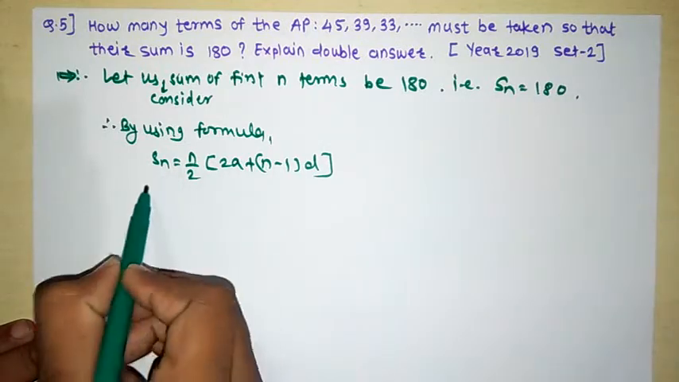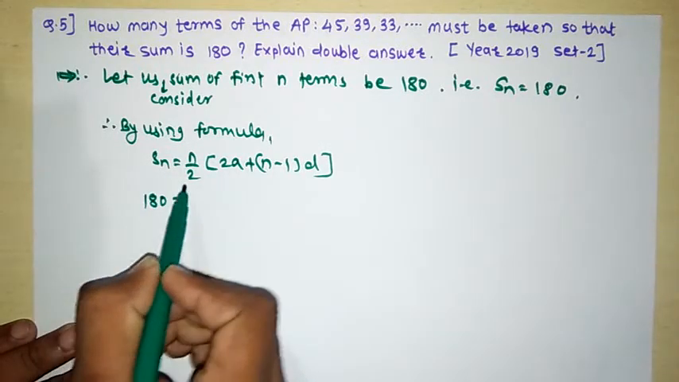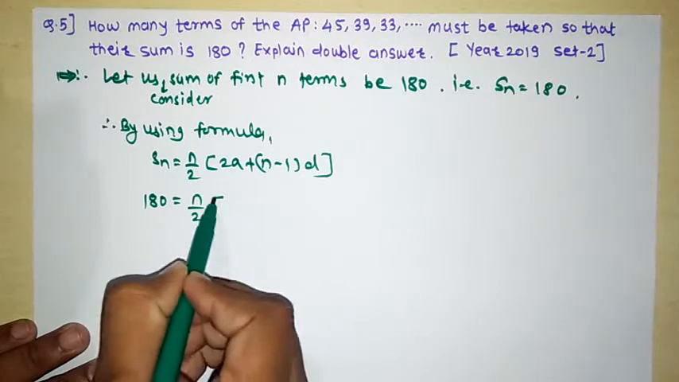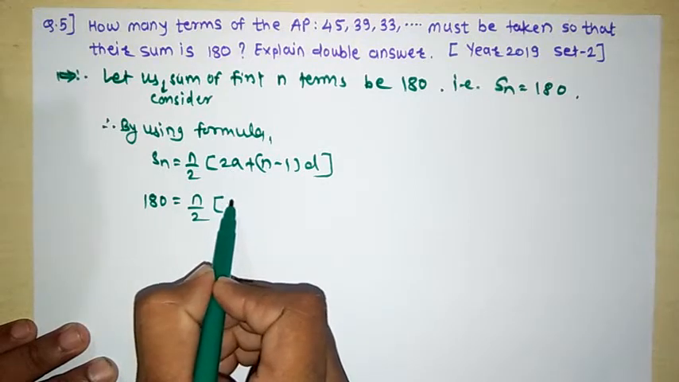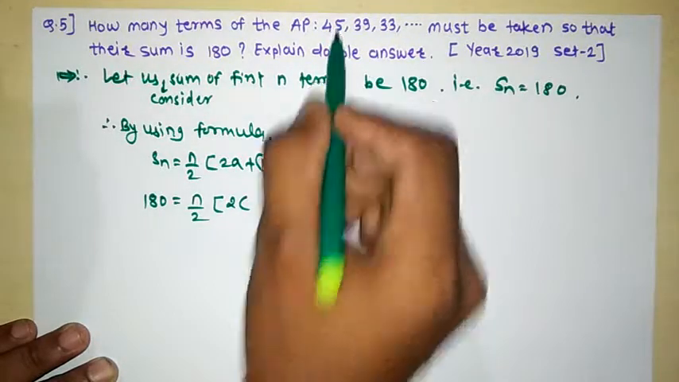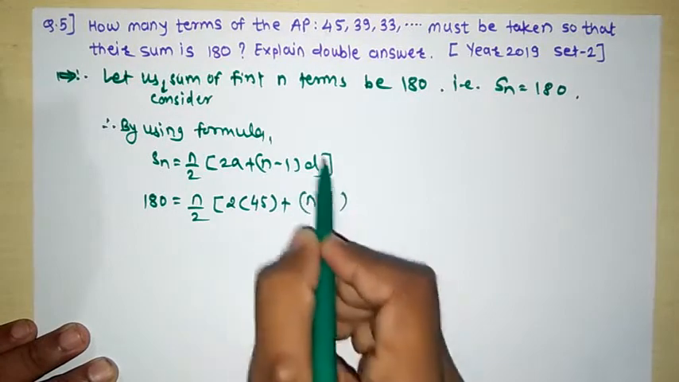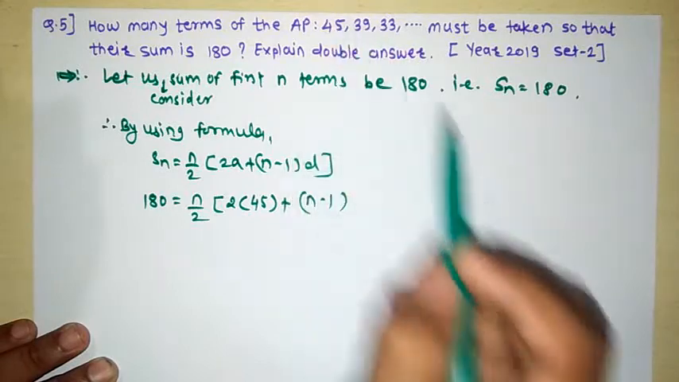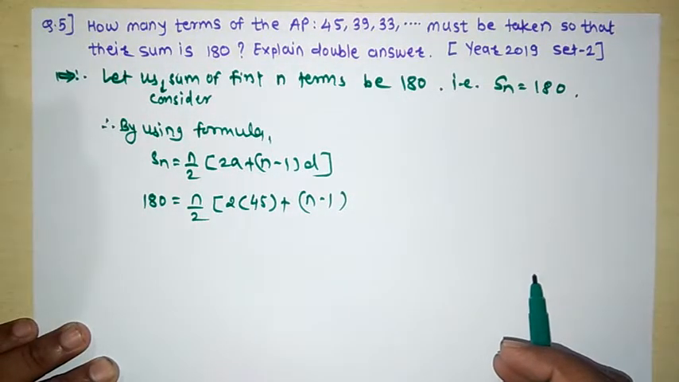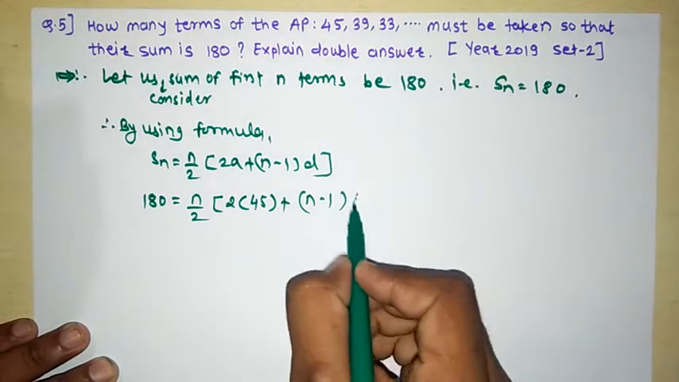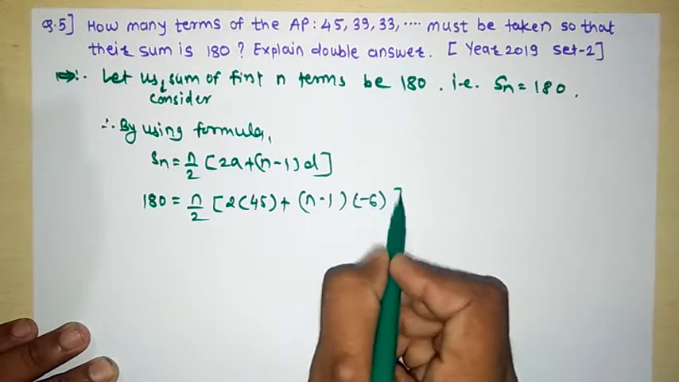Now what is the Sn here? Sn is equal to 180, put here value 180, n by 2 as it is, because we don't know the value of n. 2 into a, what is the first term here? A is equal to 45, put here 45 plus n we don't know, put as it is. D, what is the common difference? 39 minus 45 is equal to minus 6. Minus 6 is the common difference.